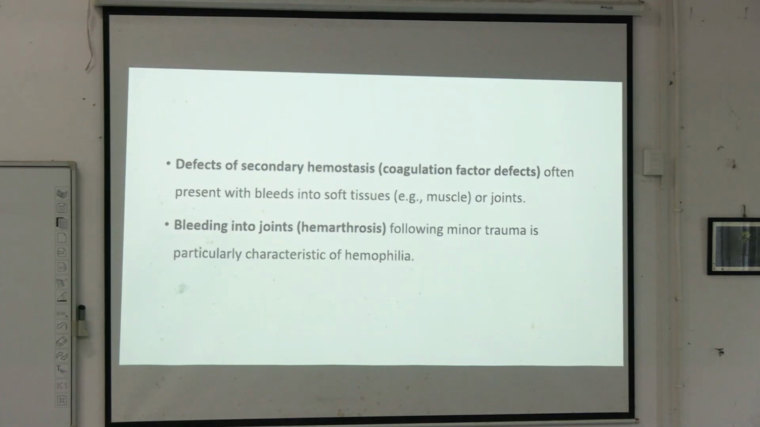Now, defects of secondary hemostasis. Why does it happen? Due to a defect in the coagulation factors. That is called secondary hemostasis. Defects in secondary hemostasis often present with bleeding into the soft tissue or joints. Bleeding into the joint, called hemarthrosis, following minor trauma, is particularly characteristic of hemophilia. In hemophilia, hemarthrosis occurs.